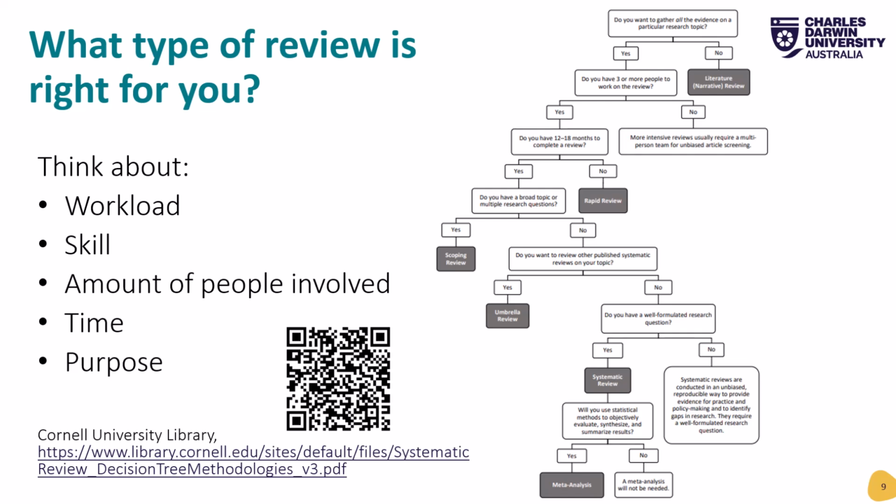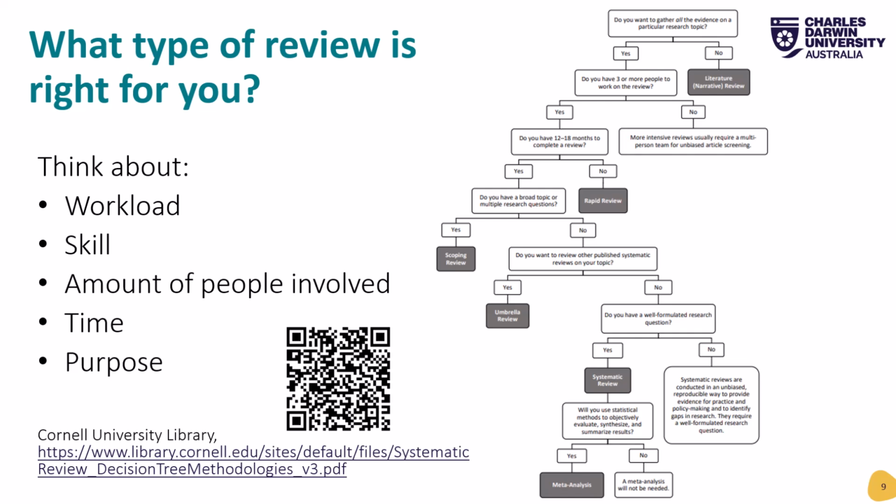So now we know systematic reviews have a complex methodology. They have a specific way of being set out. Thinking about what type of review is good for your research topic means thinking about your workload, skill level, the number of people involved, time, and the purpose of your review. Cornell University Library has this fantastic flow chart that you can work through to think about what type of review you need to use. Is it a systematic review, or do you need another type of review?